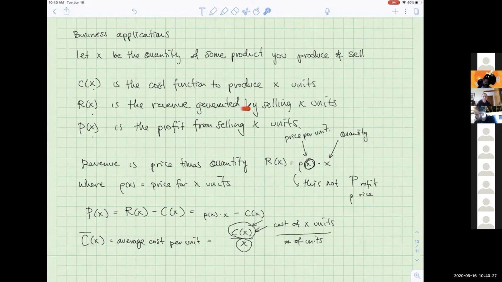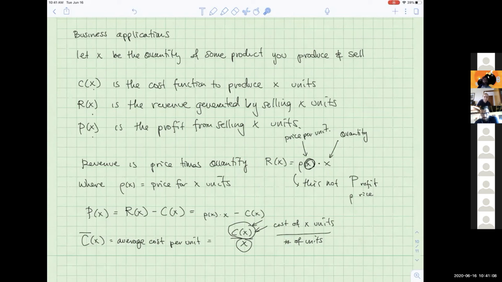The revenue that's generated by selling X units is going to be denoted by R of X. And the profit is denoted P of X, capital P of X, is the profit from selling X units. Now, the revenue is the price times the quantity. So this is another formula for R of X. When you count up your money, the amount of money that you bring in from selling units is the price times the quantity. That is to say, 5 bikes at $600 per bike, right?